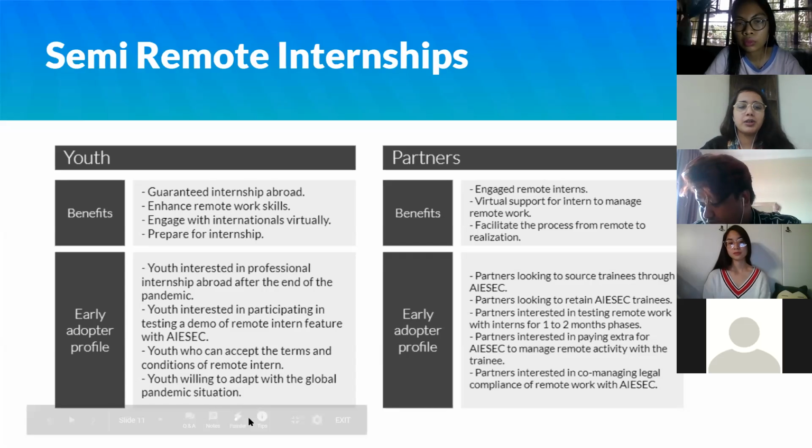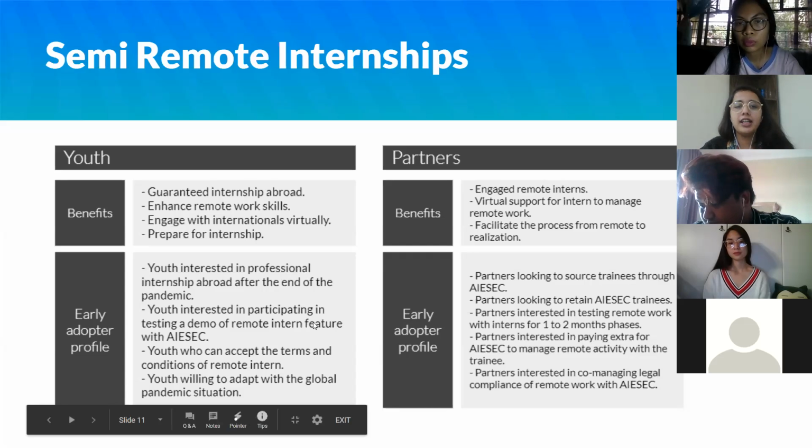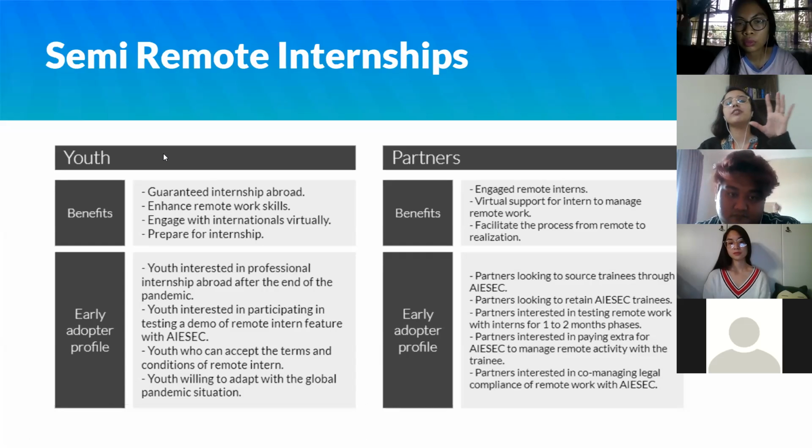And then in this, we also have the early adopter profile on what sort of people, what sort of youth would want to actually go for the semi-remote internship and what sort of partners would want to go for it. So, how to distinguish between who wants to go for a semi-remote internship and who doesn't want to go for it is how you distinguish it from an early adopter profile.